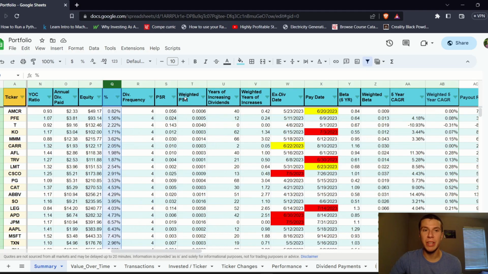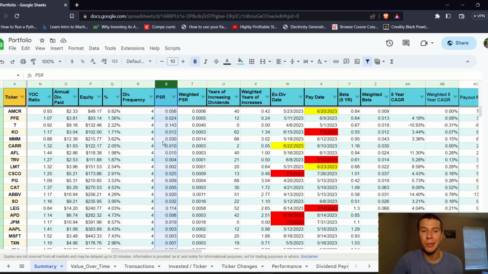Moving on to some more dividend metrics. This is the dividend frequency, which says how many times a year it pays. All my companies right now are quarterly payers. And then this is the PSR, which is the peer sustainability ratio. It's a fun little metric that gives us an idea of how many shares the dividend would DRIP each time we get paid.